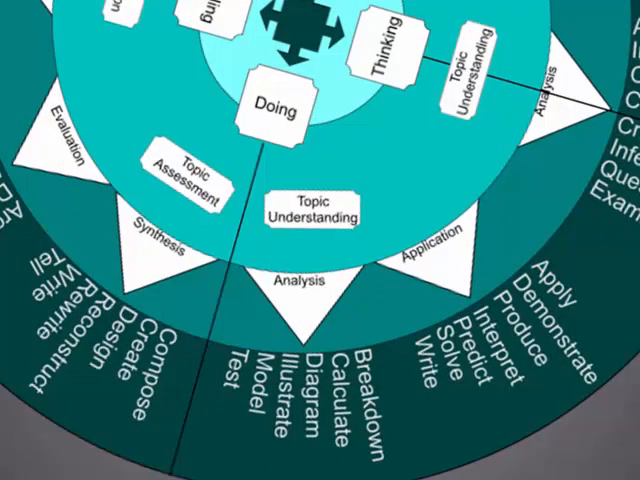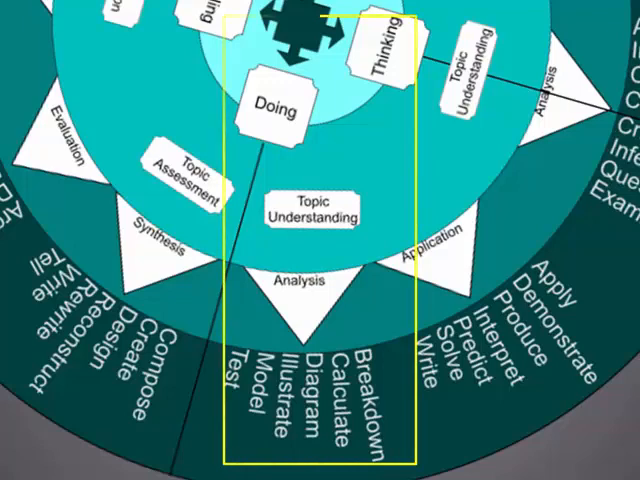The next level of competency is analysis in the doing and thinking modes. Again, this level of competency requires students and employees to connect knowledge and apply it for the purpose of topic understanding. However, at this level, students and employees are asked to break down, calculate, diagram, illustrate, model, or test knowledge in order to generalize the knowledge to a wider range of situations.